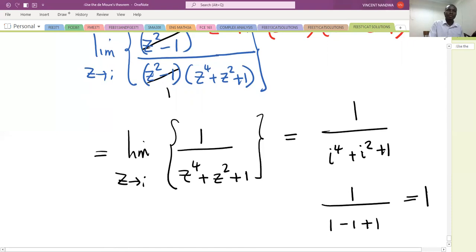So this is how we are supposed to carry out computations involving those 4 limits.